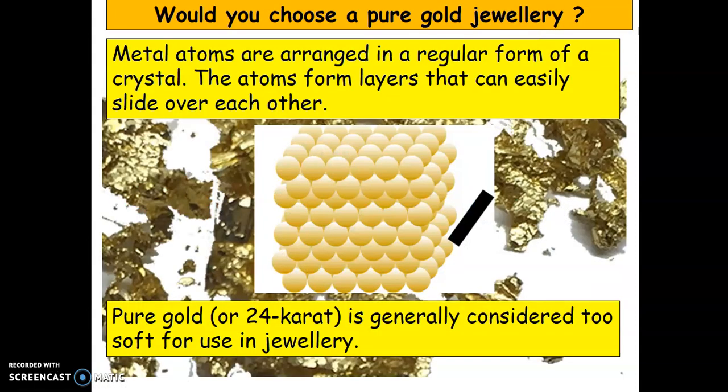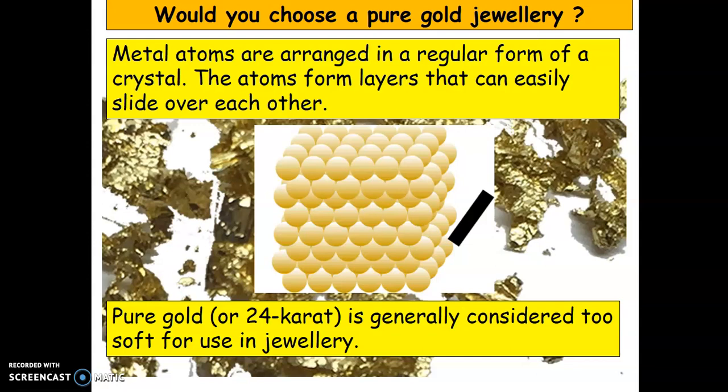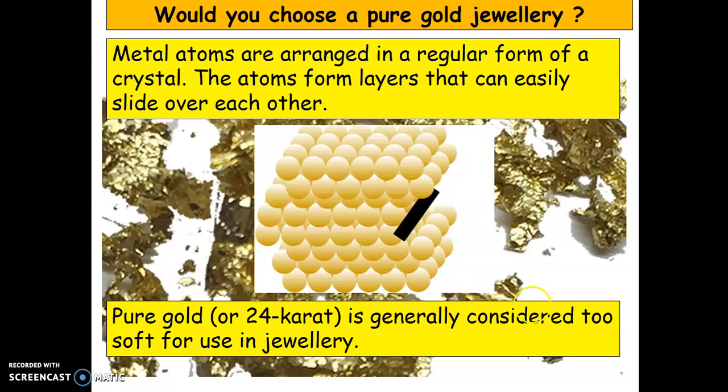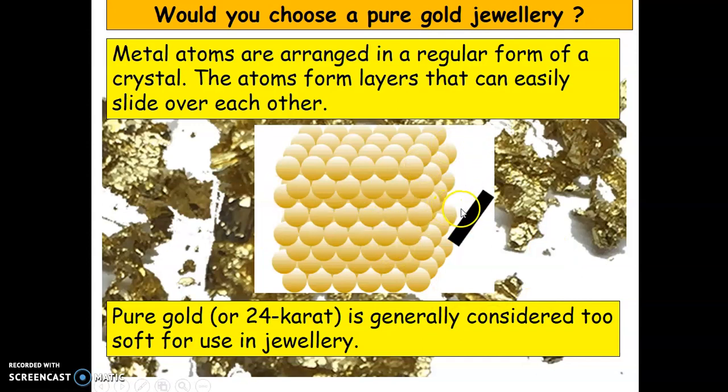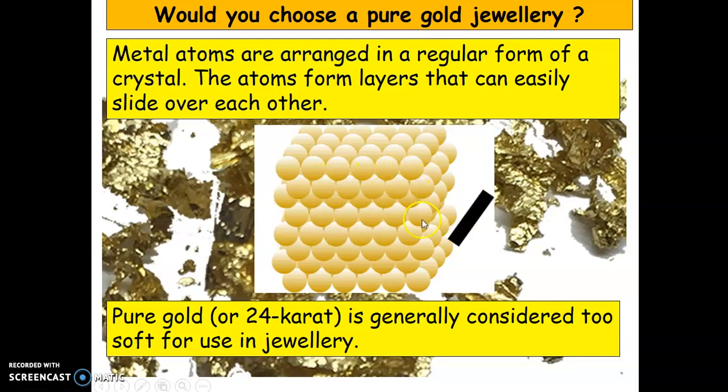Okay, now, the last one on the fact book talks about alloys and why alloys are harder than pure metals. Well, this comes back to this idea of layers again. If you apply a force, as you can see on the screen now, you apply a force to a pure metal, all the atoms in that pure metal are the same. So the layers slide over each other very easily.